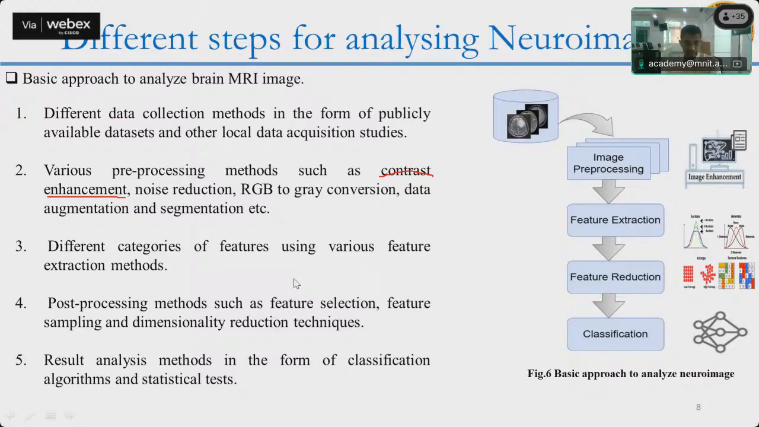Remember, pre-processing and post-processing are a bit different. Here you select the feature because your main focus is that whatever feature has been working can be reduced in its size. So that is it. Feature sampling, dimensionality reduction technique, that is it. Result analysis method in the form of classification algorithm and statistical test. So that has been done.